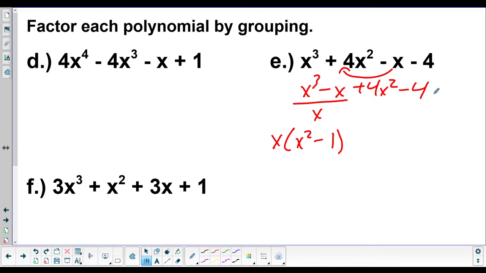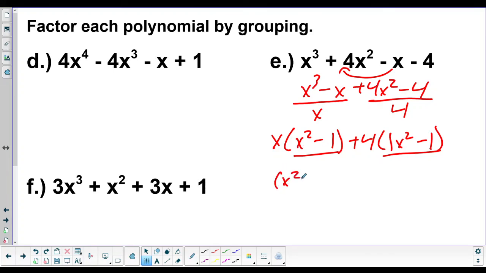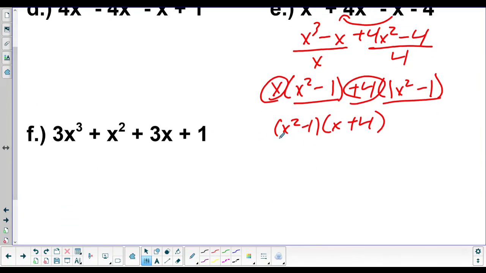Here, these both have a 4 in common. So we're going to divide by 4. Put your GCF in front, parentheses. 4 goes into 4 one time, bring down the x squared. Negative 4 divided by 4 is negative 1. And look, these match. So now, we take out the matching term, x squared minus 1. And then we put the remainders, x plus 4, in their own set of parentheses. Technically, this can be factored a little more, but we're not going to worry about that too much because I think that's in a later lesson.